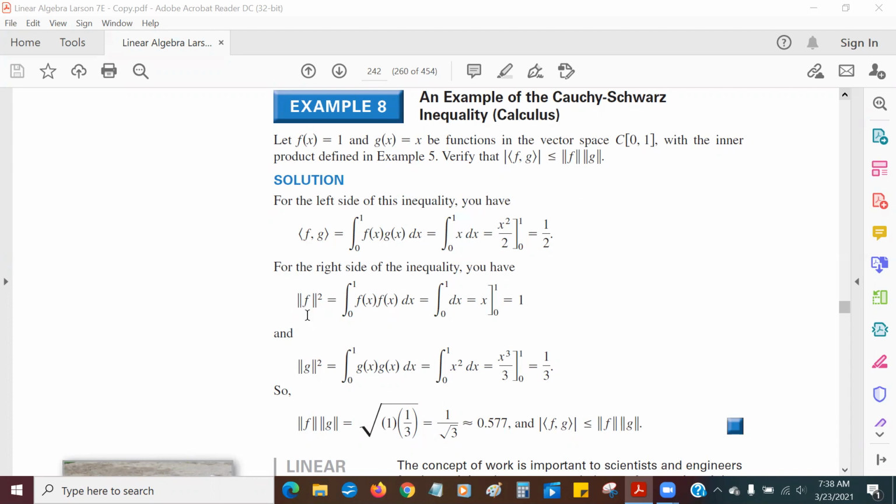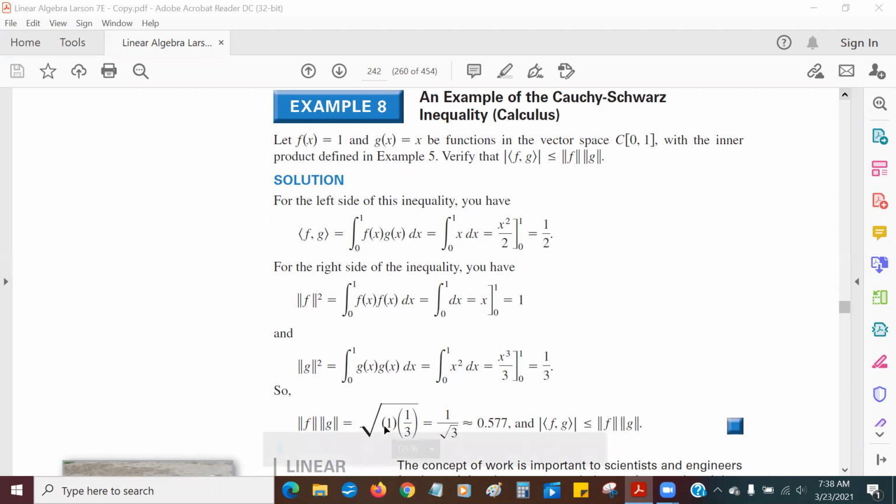Now, for the right side of the inequality, we want to show this. The length of f squared is equal to the inner product of f with itself, which winds up being the integral of 1, which is just x from 0 to 1, which is 1. And the length of g squared is the integral of g times g, which is x times x, which becomes x cubed over 3, evaluated between 1 and 0, and that's just 1/3.